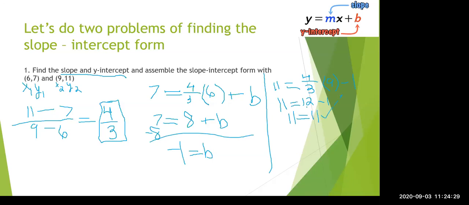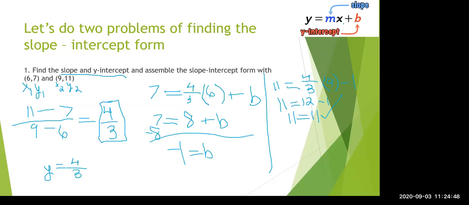So we know that the y-intercept is -1, and the slope-intercept form is y equals, first we need the slope, which is 4/3. So we're plugging in the slope.